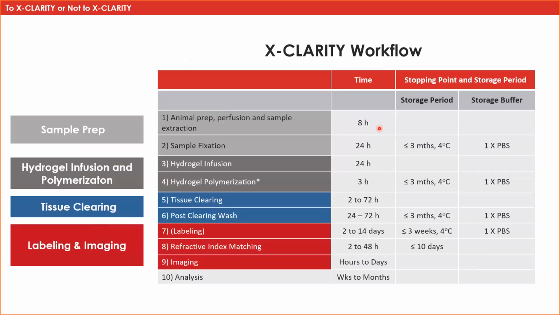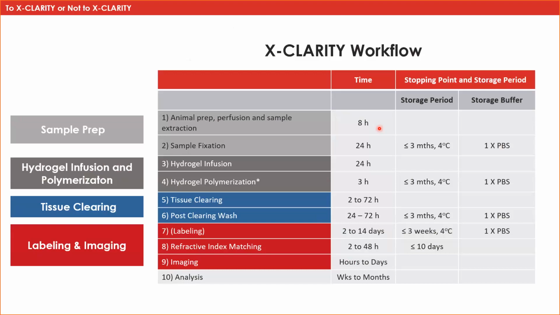Similar to the chart that I showed earlier about the overall tissue clearing workflow, the X-Clarity workflow follows from animal prep, perfusion if you're working with mouse or rats, and sample extraction. Although perfusion is the best method, because it washes out the heme and blood, which can interfere with the downstream imaging, it doesn't preclude you from using archived samples that may have been fresh frozen or fixed in formalin ahead of time.